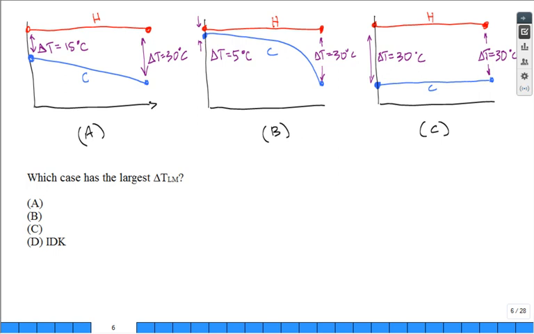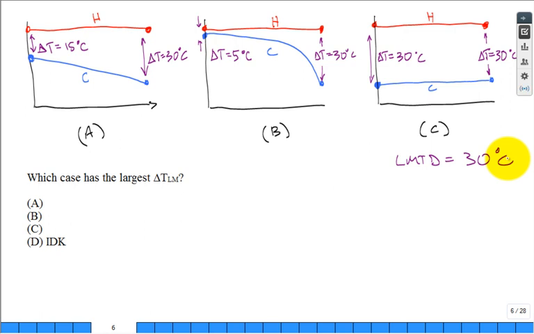I'm trying to help you build insight into the problem. One of these, I think you can look at and say, hey, from the givens, I can tell what the log mean temperature difference is without touching my calculator. Is that for case A, B, or C? C. The log mean temperature difference for case C is spot on 30 degrees C. It's like the temperature difference on this end, it's the temperature difference throughout.